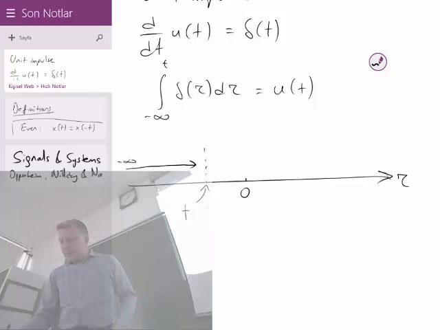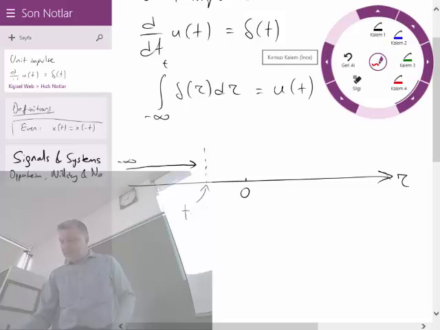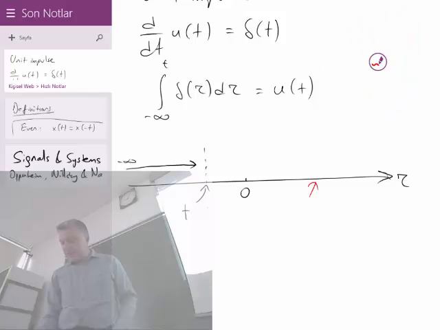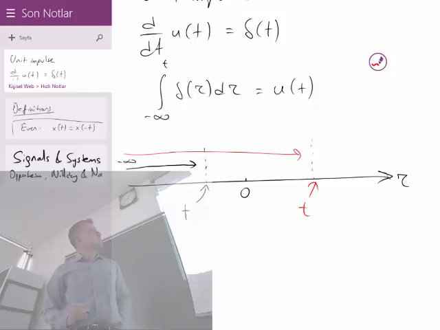What about another choice of t? Let's choose this time t here. And let's integrate from minus infinity up to this time instant. Then it would produce u of t for a t value greater than 0. And what is that? It is 1. So something happens in between. The integral jumps to 1 and it goes on like that.